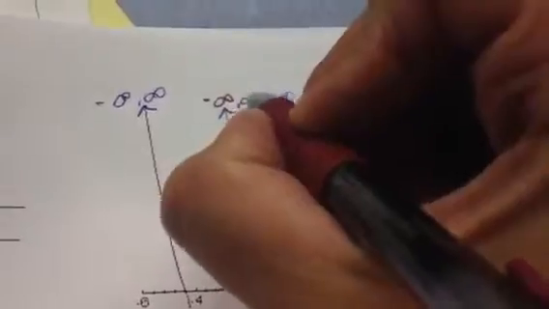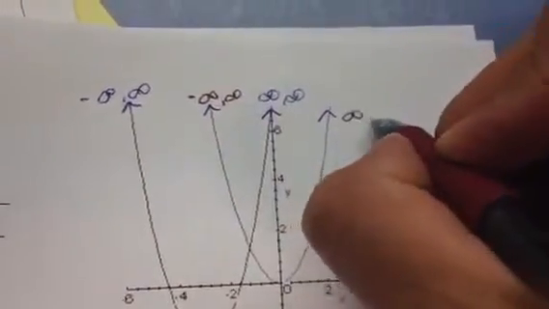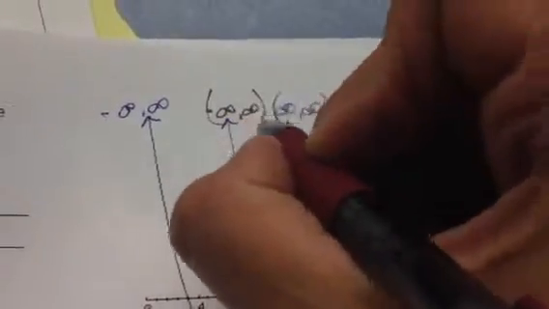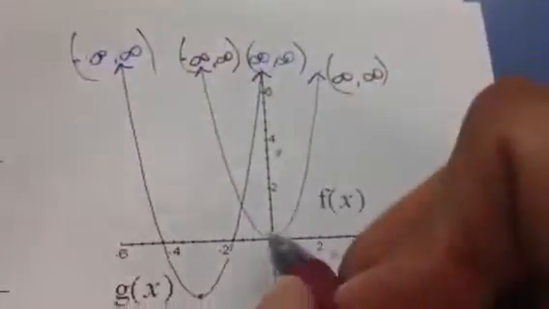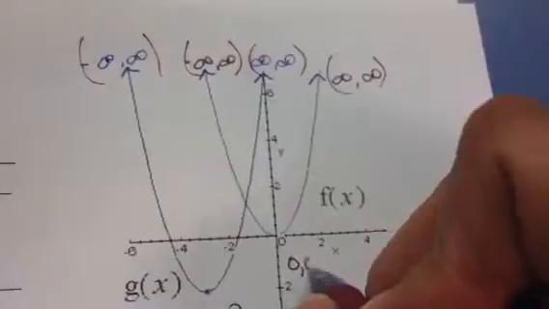For this one, same end behaviors. As x is getting smaller, y is getting bigger, and as x is getting bigger, y is getting bigger. Let's wrap these in parentheses. And its vertex is (0, 0).